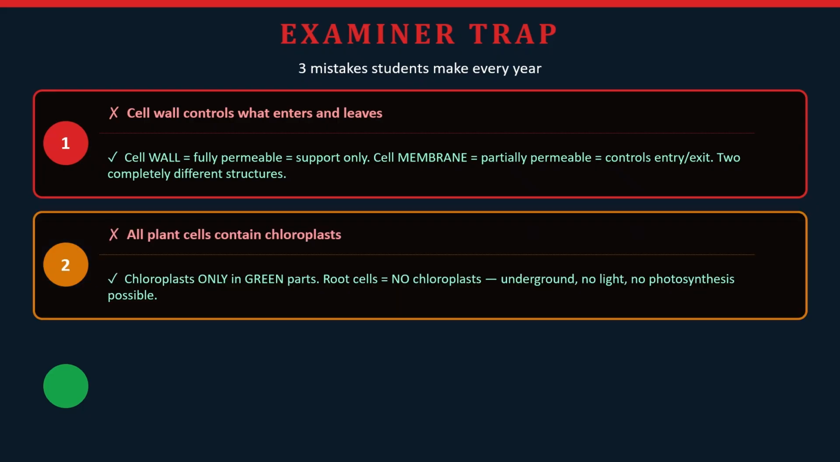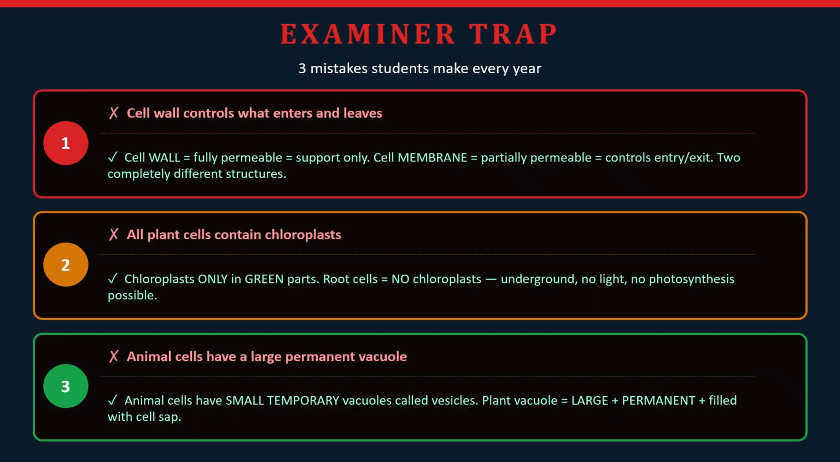Trap 2 is students write that chloroplasts are present in all parts of the plant and all plant cells contain chloroplast. This is wrong because chloroplasts are only in the green parts of the plant. Root cells have no chloroplast because they are underground. There is no light and no photosynthesis can happen. So there is no need of chloroplast there. Always say that cells in the green parts of the plant have chloroplast, not all plant cells.